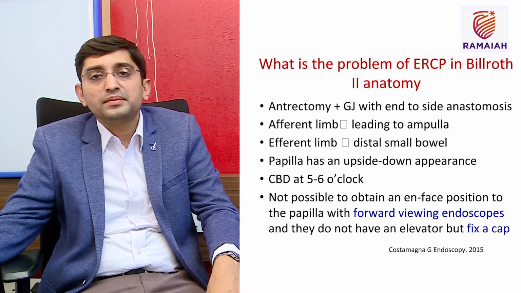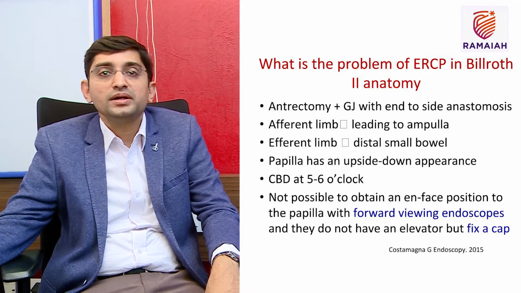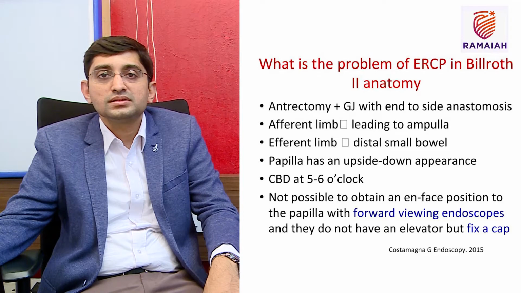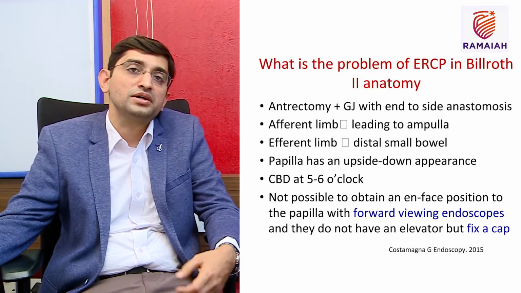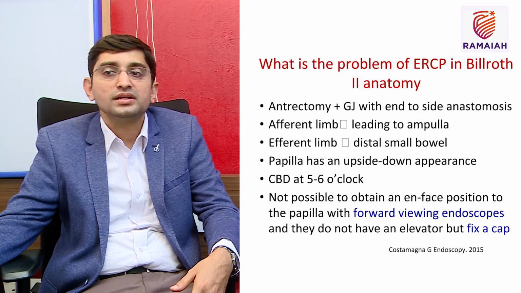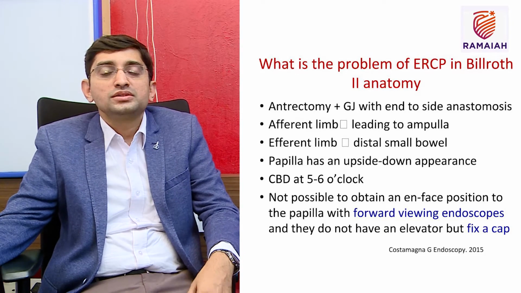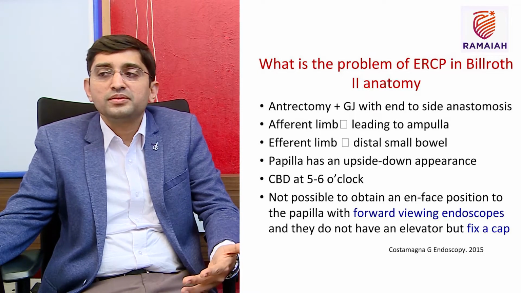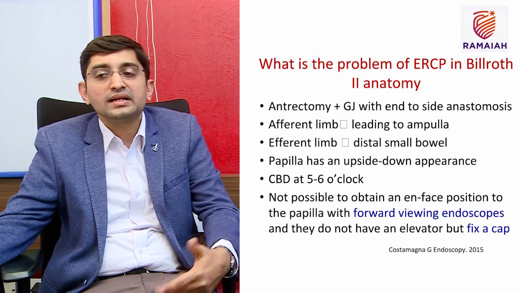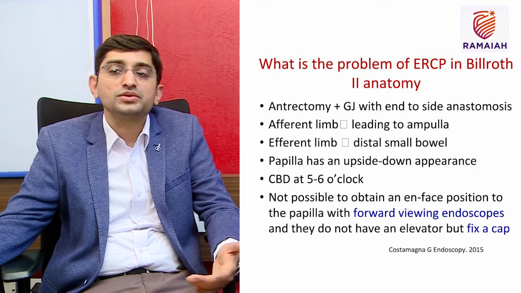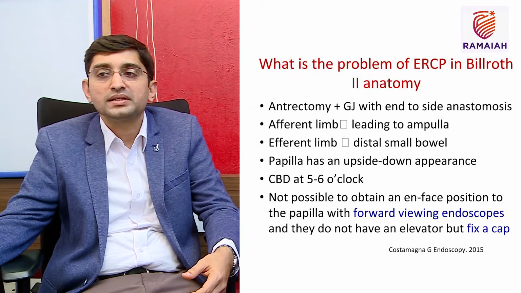The bile duct will come at 5 o'clock or 6 o'clock, so cutting will be much of a problem. With a forward viewing scope, we can do an ERC, but the only problem is you will not be able to control your accessory, because there is no elevator in the regular upper GI scope. So how much to cut will again be difficult. Majority of the time we tend to place a stent, and then redo the procedure after some time by using a sphincteroplasty.